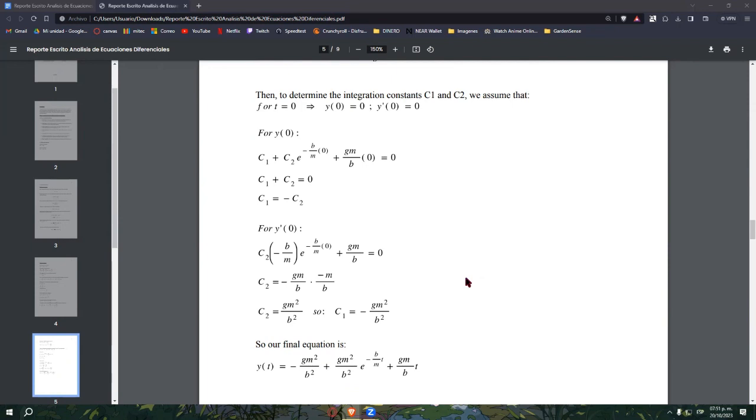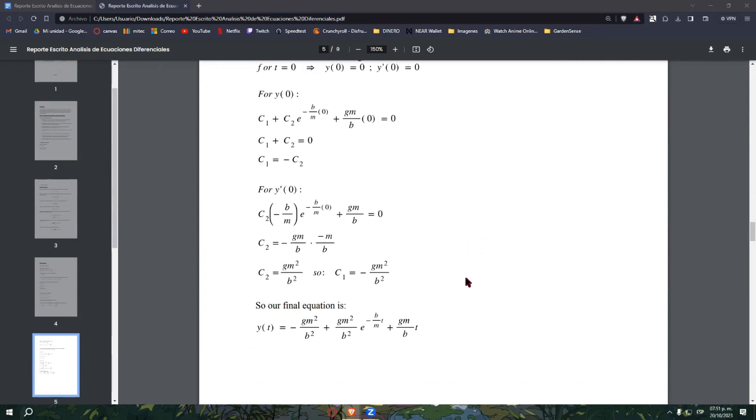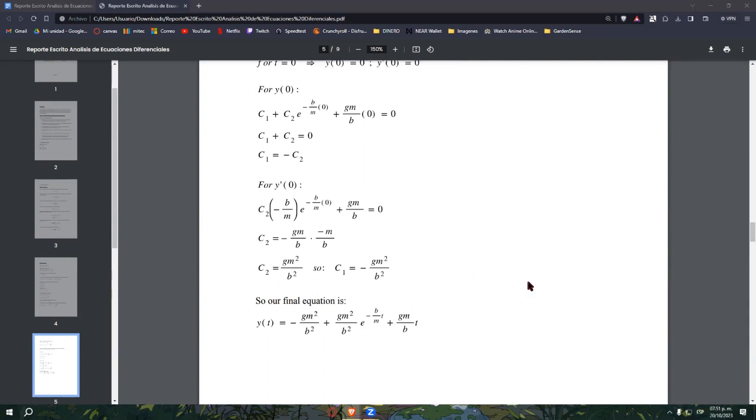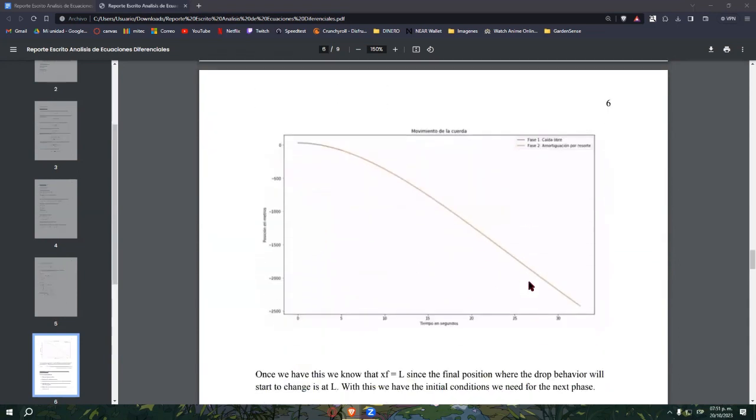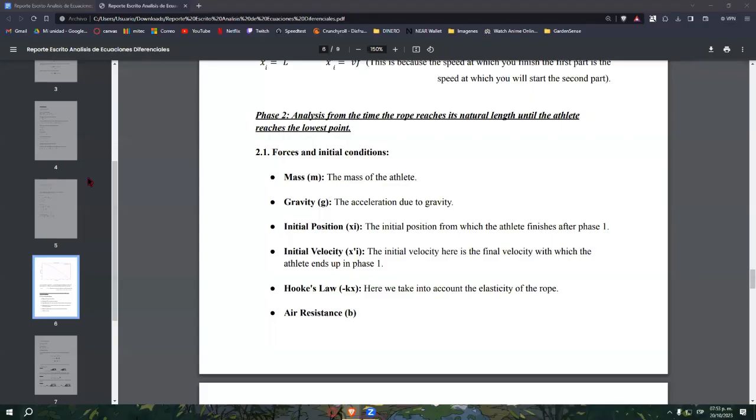After that, we plug these values in the final equation, and we get that y of t is equal to minus gm squared divided by b squared plus gm squared divided by b squared e to the minus b divided by m t, plus gm divided by b t. And finally, we plotted it, and we get the free fall of the subject in the bungee jump.